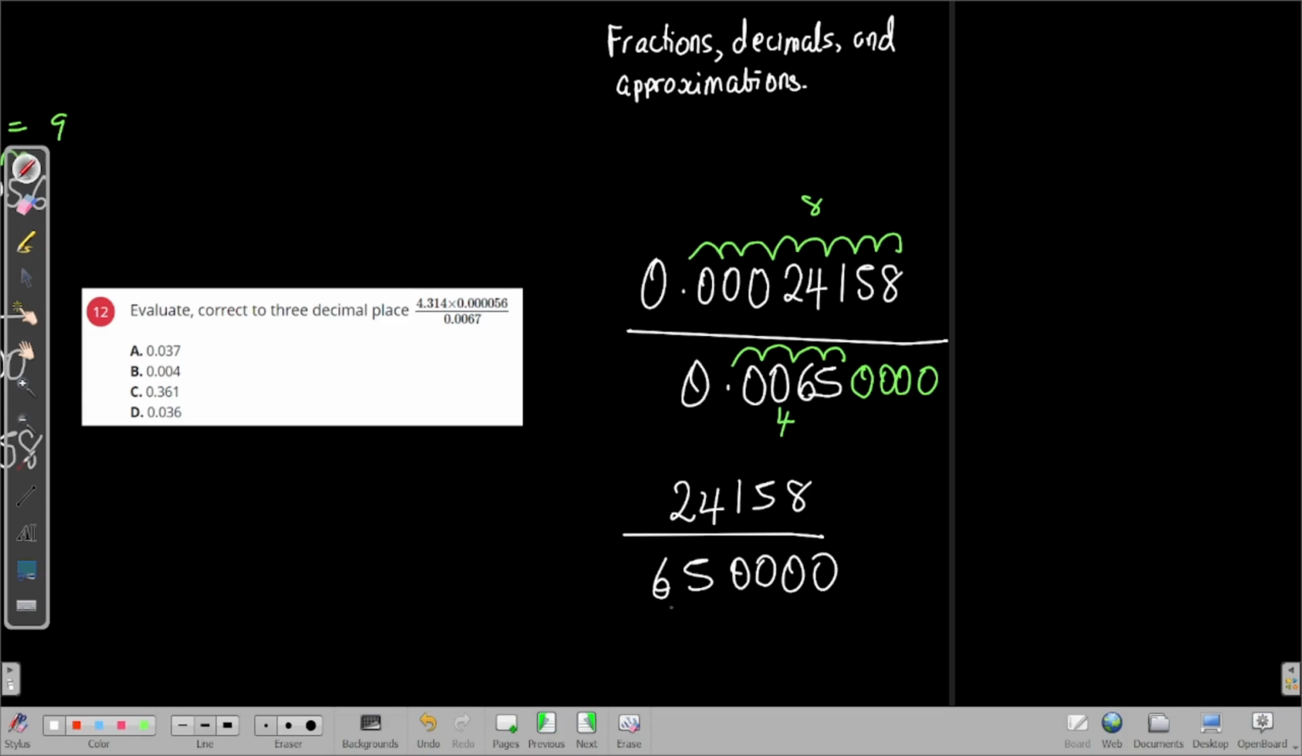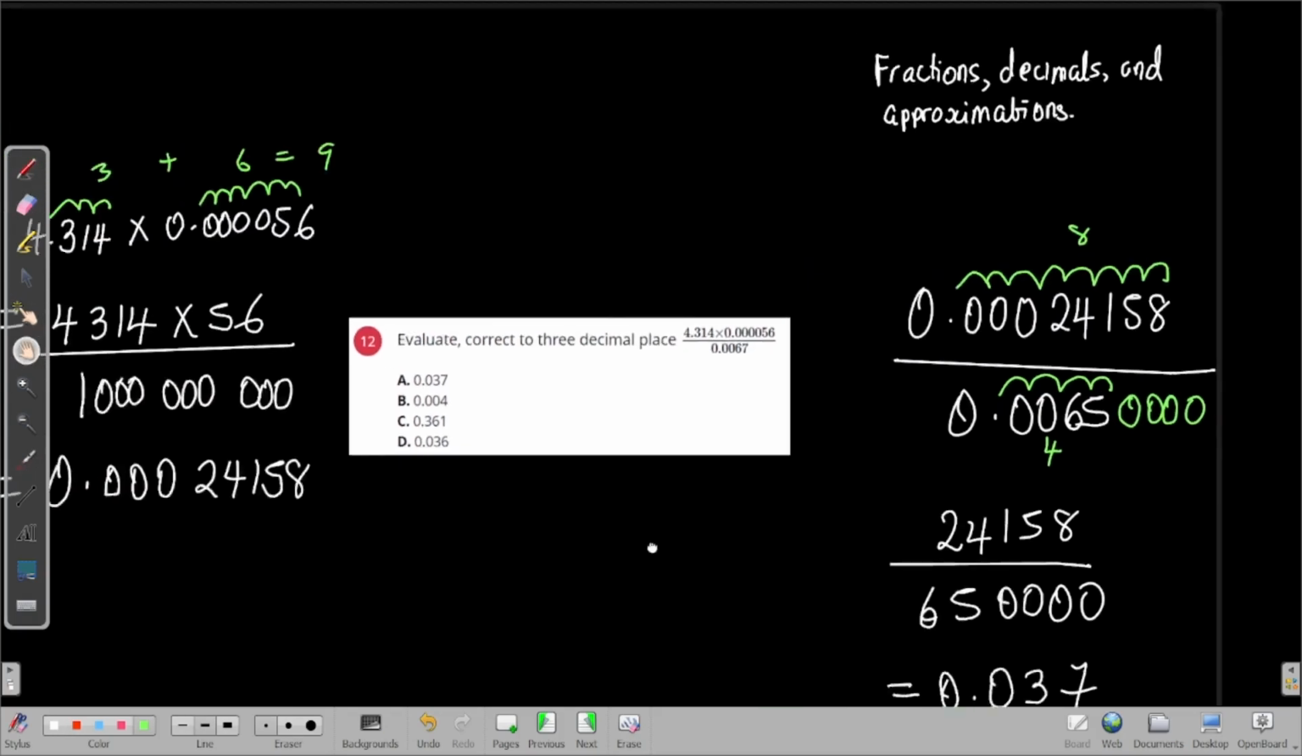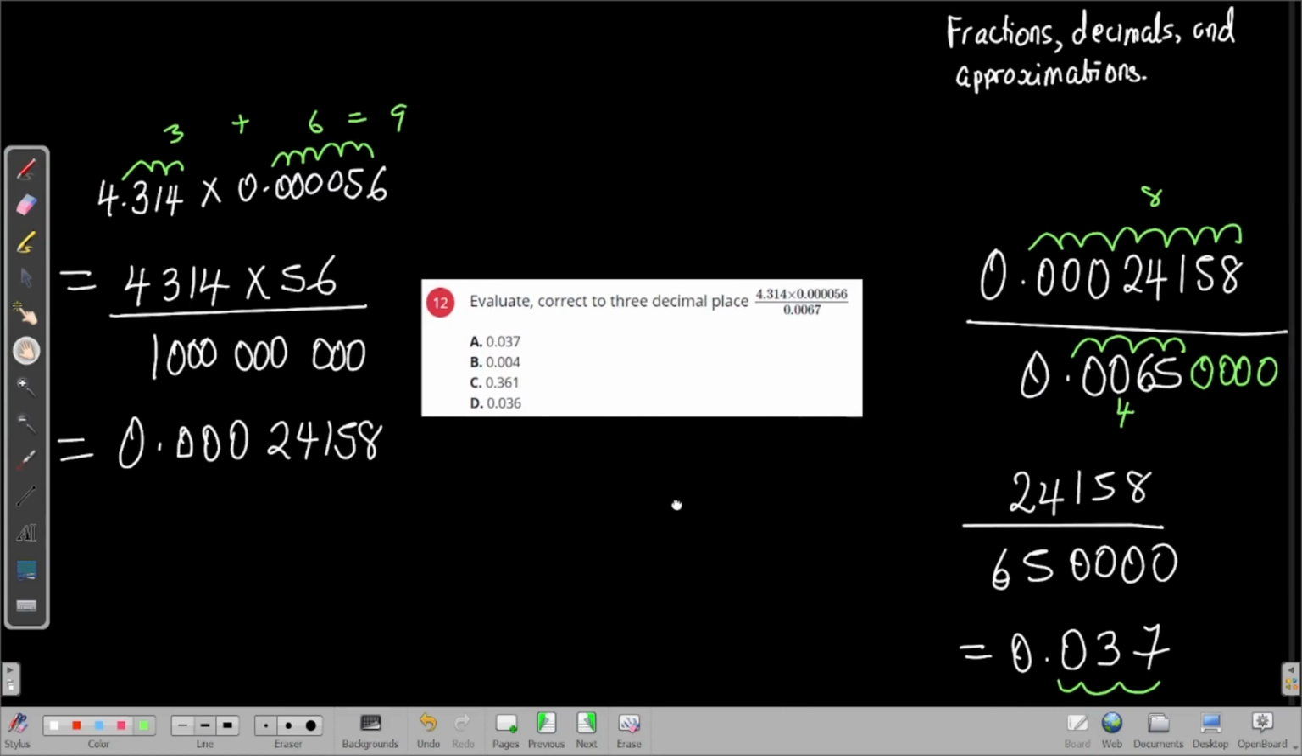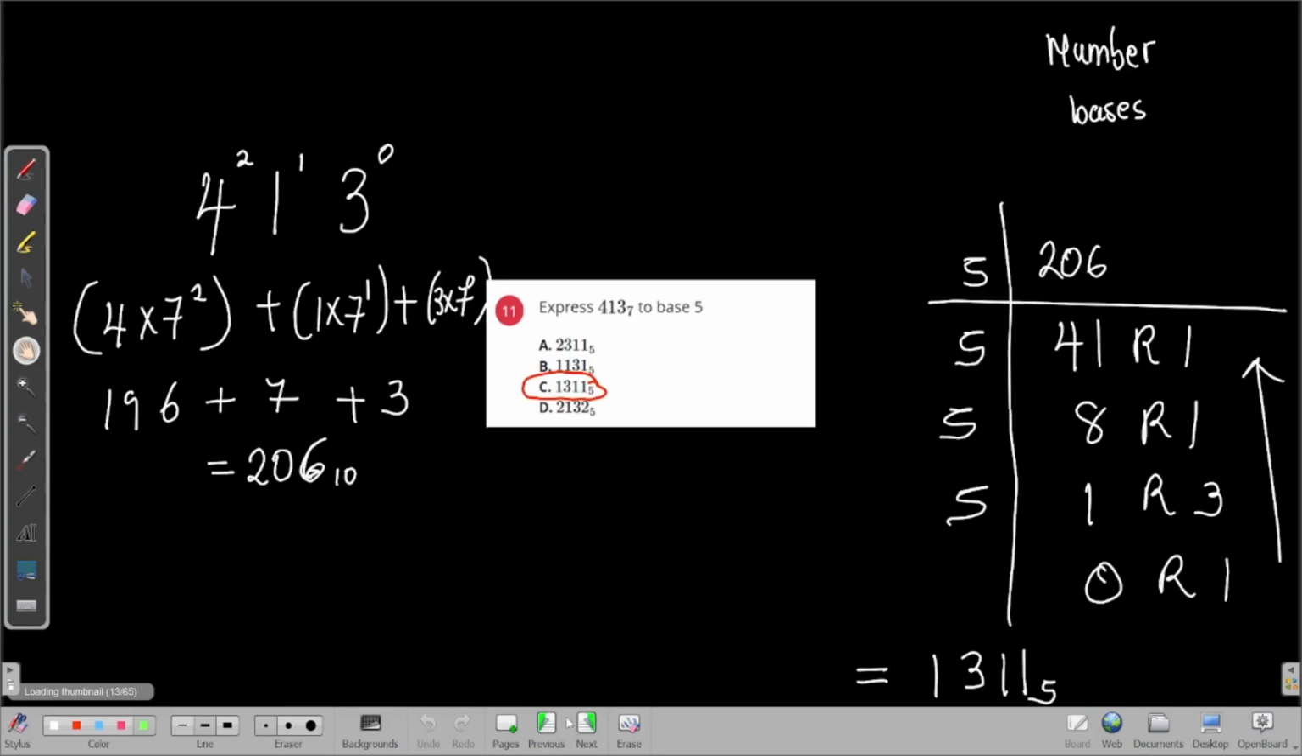So this will give me 0.037. They said to 3 decimal places. This is 1, 2, 3 decimal places. So this is a very long thing to do. So just use a calculator. Use a calculator.